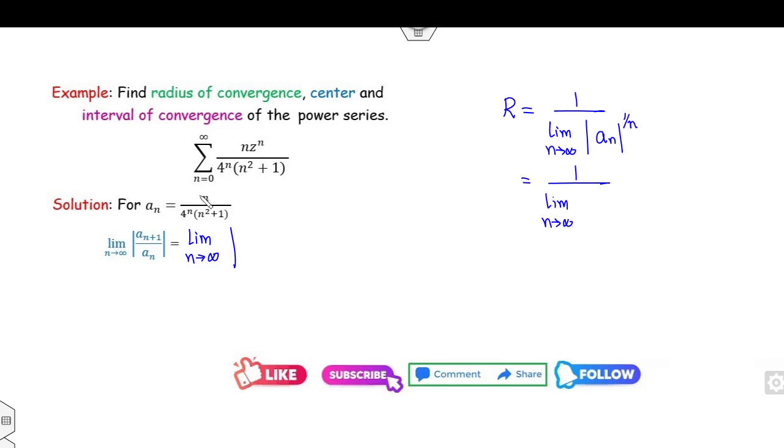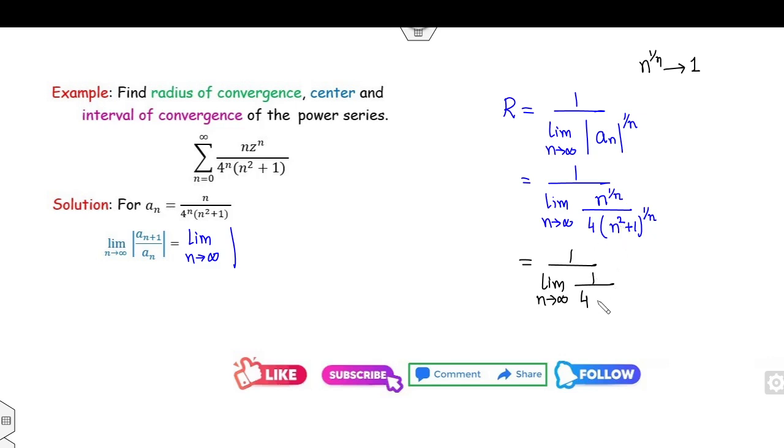What is the 4 raised to power 1 over n? It is 4 raised to power 1 over n, so 4 raised to power n will be cancelled out. It is n squared plus 1, raised to power 1 over n. Now we all know n raised to power 1 over n goes to 1 as n approaches infinity. So the limit as n approaches infinity is 1, it's a 4.